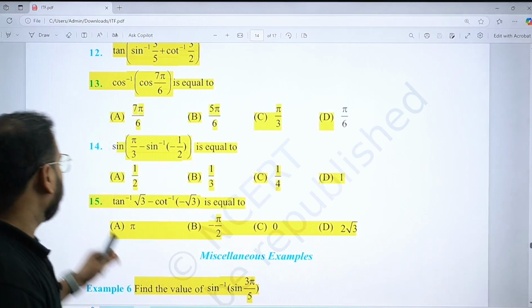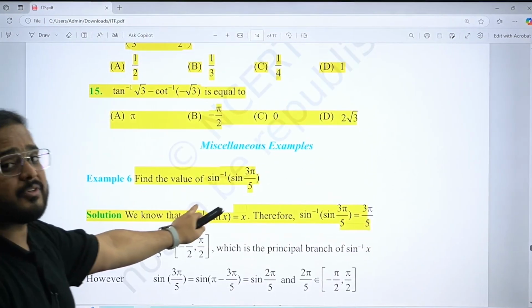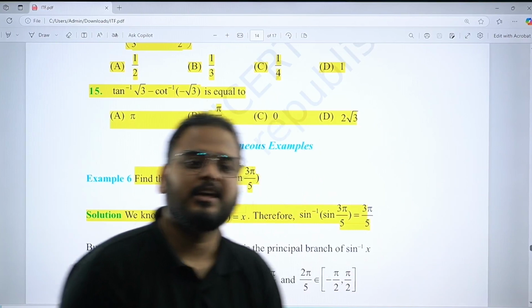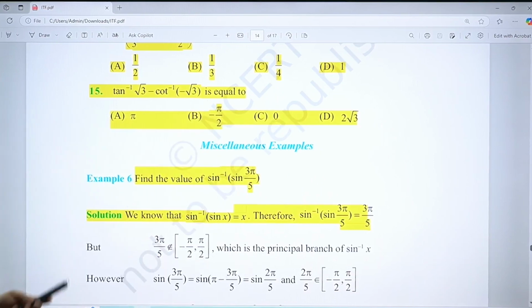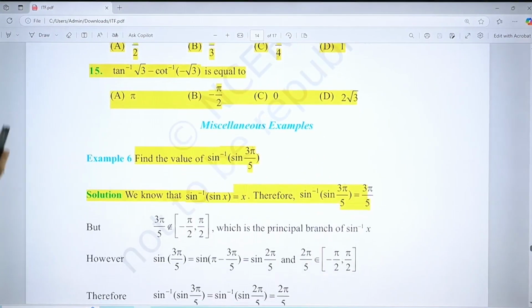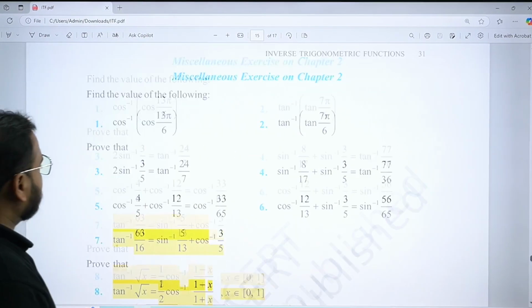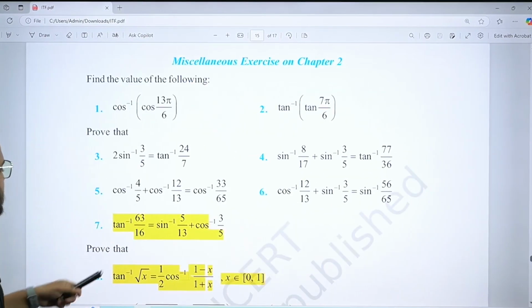Again, we'll look at the miscellaneous examples. Have a look. They've asked a question like this in a PYQ. You have seen that, you have solved it, very good. Example number 6 is very important. Now we will move on to the exercise, bacha. Miscellaneous exercise of chapter number 2. Example question number 7, question number 8.